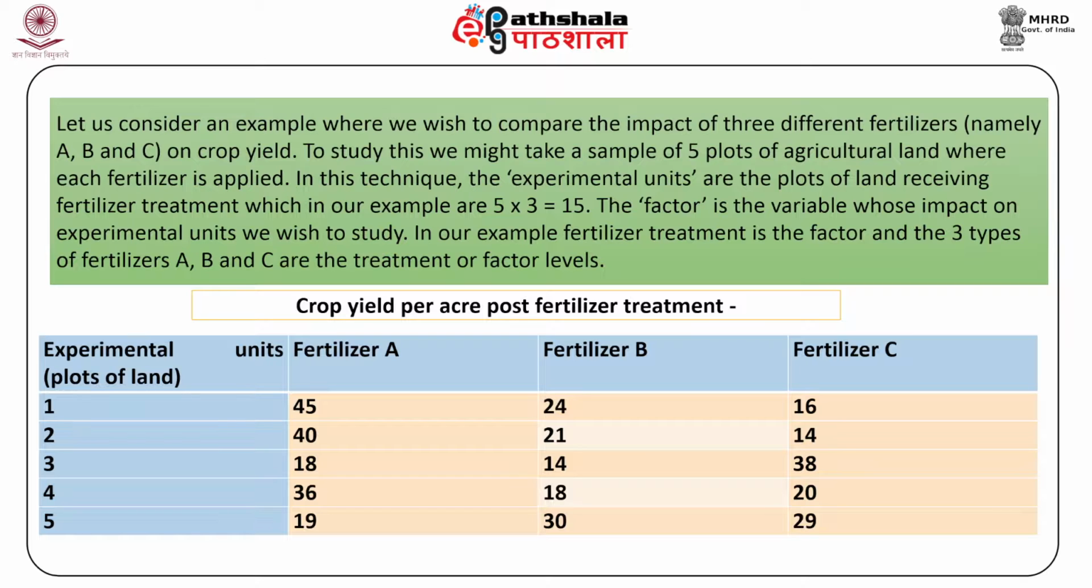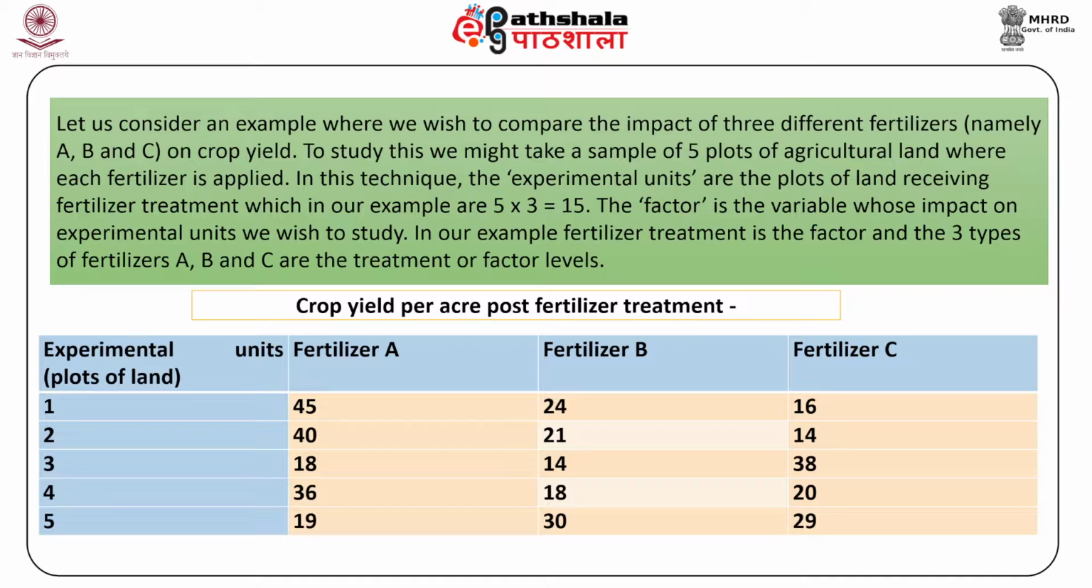In this technique, the experimental units are the plots of land receiving fertilizer treatment, which in our example are 5 into 3 equal to 15. The factor is the variable whose impact on experimental units we wish to study. In our example, fertilizer treatment is the factor, and the three types of fertilizers A, B and C are the treatments or factor levels.